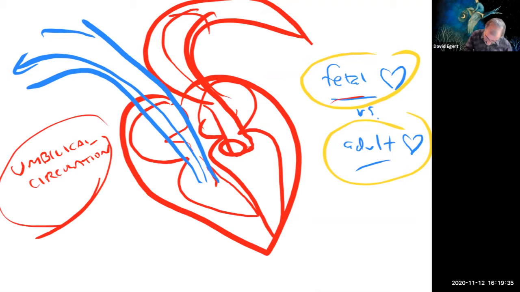This is basically the little fetus here, sending blood out the umbilical arteries to the placenta, where it picks up oxygen, with the umbilical veins bringing it back. What is happening at the placenta? What is the placenta?